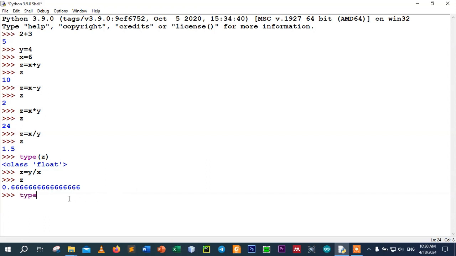Then what type of data is 0.66? Z is also float. Float and double differ only in the size or length of memory.